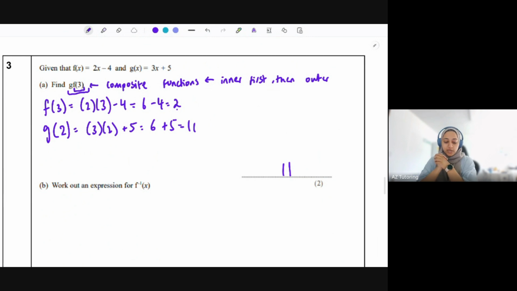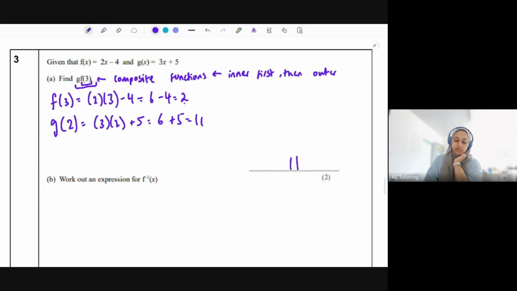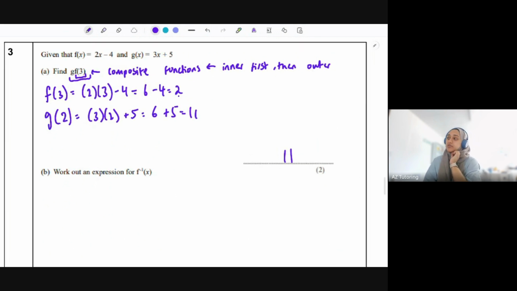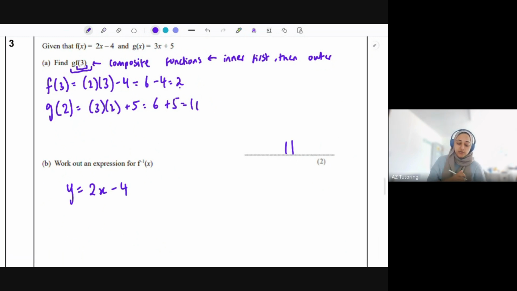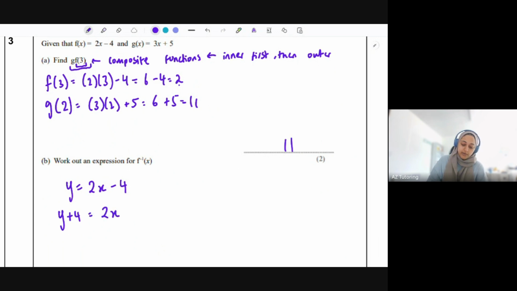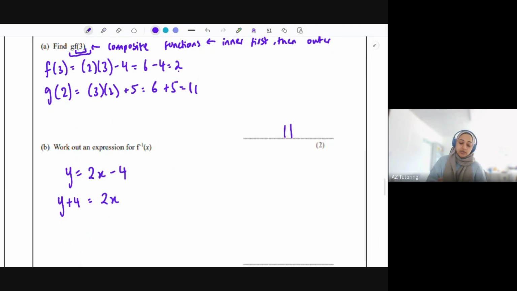Okay, moving on to part B, we've got an inverse question again. So it says find the inverse of f of x, so f to the minus 1 of x. Just like last time, change the f of x to a y. Write this down, 2x minus 4, so y equals 2x minus 4. I'm making x the subject, so I'm going to plus 4 over to the left-hand side, so I get y plus 4 equals 2x. And then to get rid of that 2, I'm dividing by 2. So I get y plus 4 divided by 2 equals x.